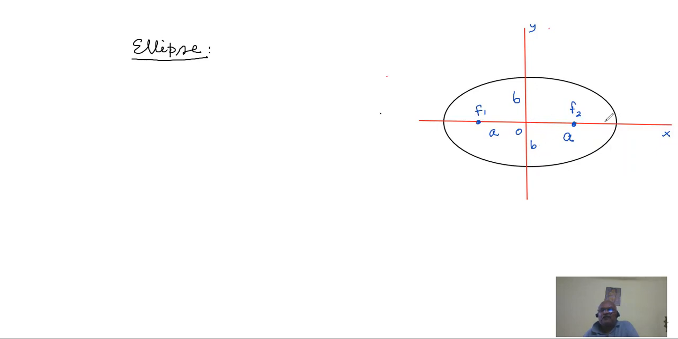If you take half of the major axis, that is known as the semi-major axis. In our case, we have taken the symbol as A. If you take half of the minor axis, that is known as the semi-minor axis. Semi means half. Semi-minor axis, that we have assumed its symbol as B.